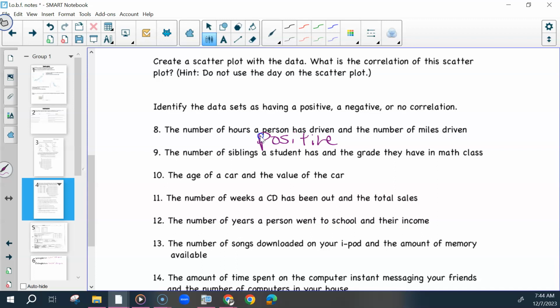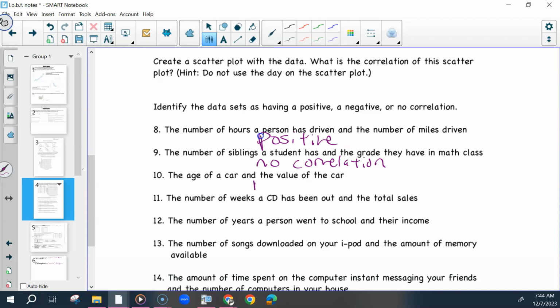The number of siblings a student has and the grade they have in that class. No correlation. They have nothing to do with each other. The age of a car and the value of a car. It is negative because cars depreciate. Like, you get a car in 2023, the car value is really high, but in 5 years, it won't be the same as when you first purchased it.